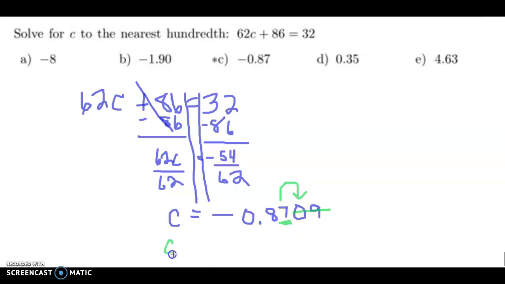So my final answer would be C equals negative 0.87. Now, if this number was greater than 4, like a 5 or more, I would add one more to that hundredths. But in this situation, it's not, so I just go ahead and keep it at 0.87.